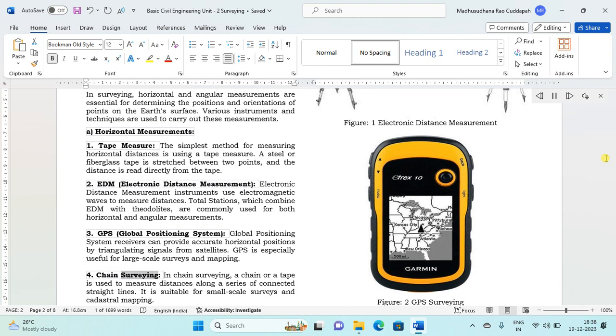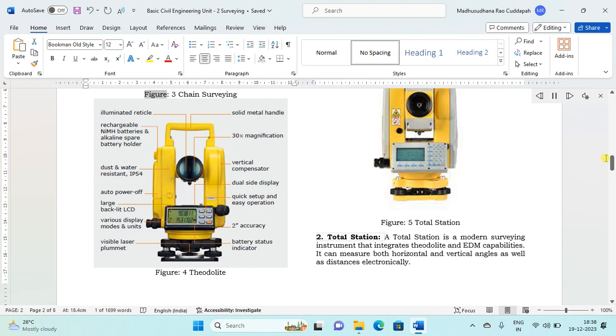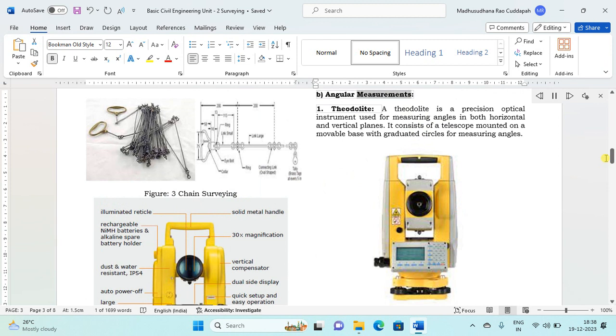4. Chain surveying. In chain surveying, a chain or a tape is used to measure distances along a series of connected straight lines. It is suitable for small-scale surveys and cadastral mapping. Figure 1. Electronic distance measurement. Figure 2. GPS surveying. Figure 3. Chain surveying. Figure 4. Theodolite. B. Angular measurements.